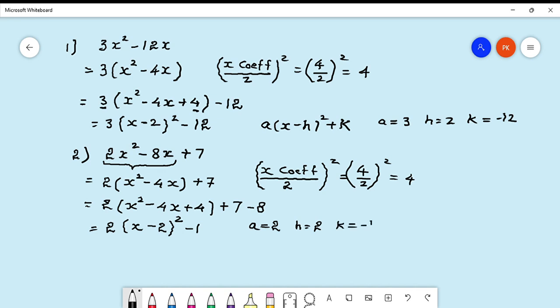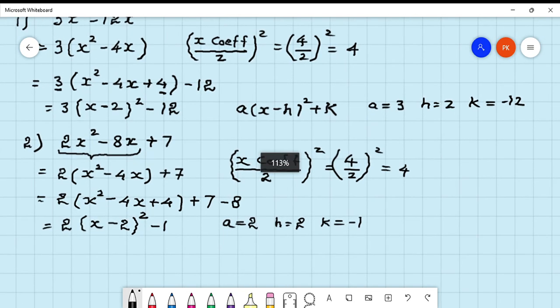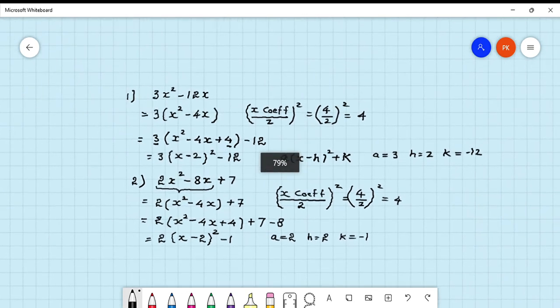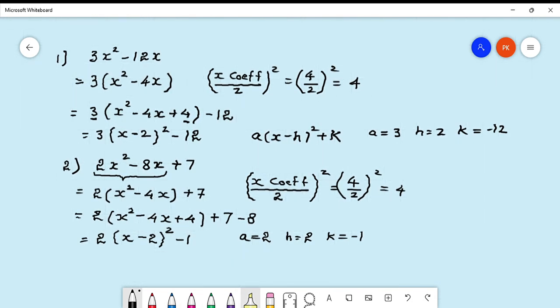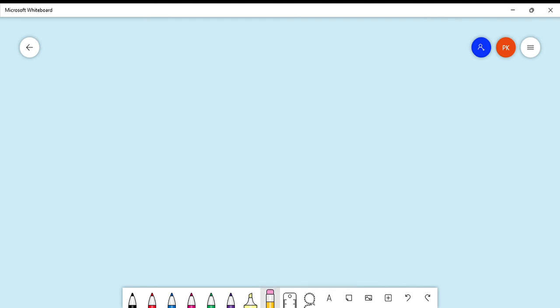Okay, so whenever the x square term has a coefficient, first take it common and then make the complete square by considering the x coefficient divided by 2 and squaring it. Okay, so I wish these steps are okay with you. I am giving some problems for practice.